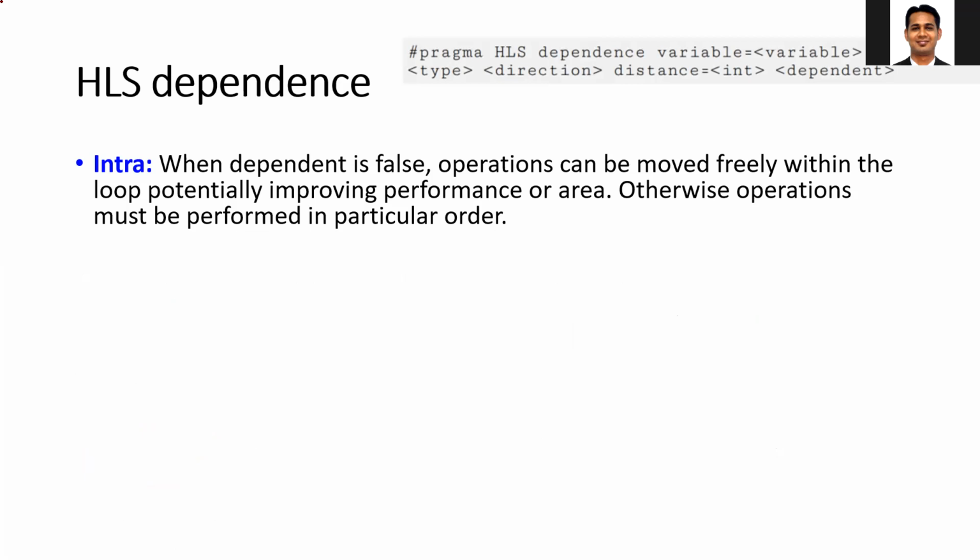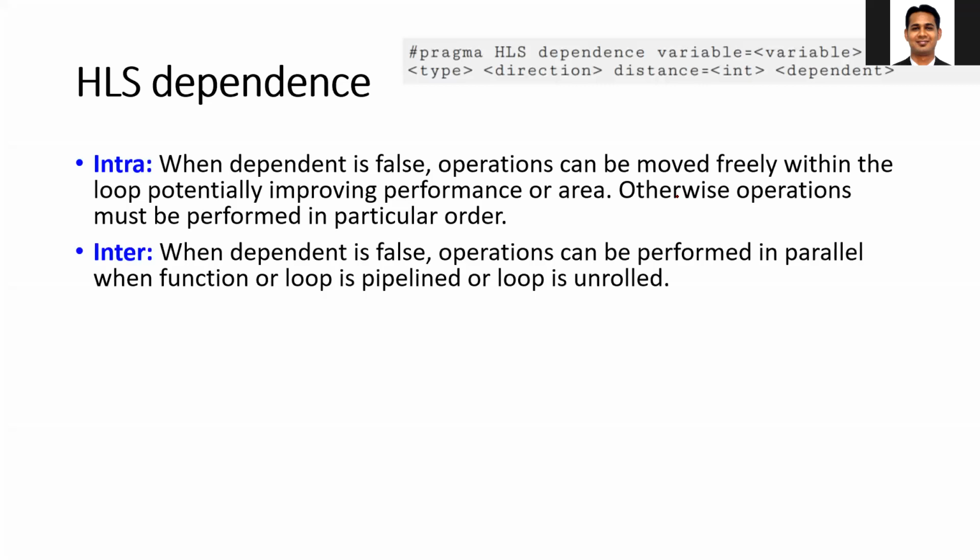Okay, if you don't mention anything, that means the tool will assume that the dependence is true, and in that case the tool must perform those operations in the particular order. So by using this pragma, you are telling the tool that there is no dependence. So that means the dependence is false, and then the tool can take the decision to optimize the order in which all the operations in that loop can be executed.